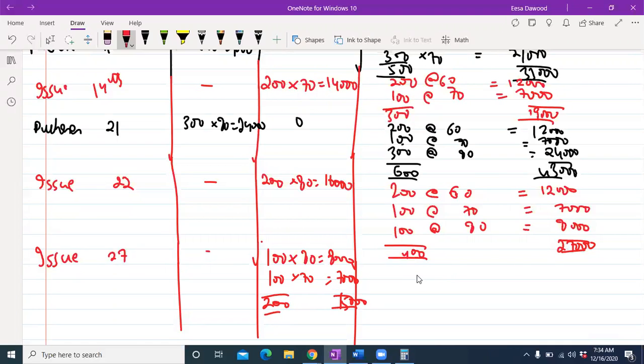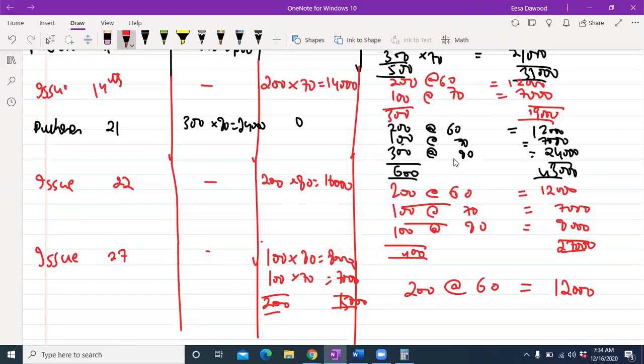So now what is left? Okay, this is gone, this is gone. Now we have 200 at 60. I told you the value of closing inventory under LIFO method would be lower, and it's 12,000. In FIFO method, we had 200 units at 80, and the value of closing inventory was 16,000.